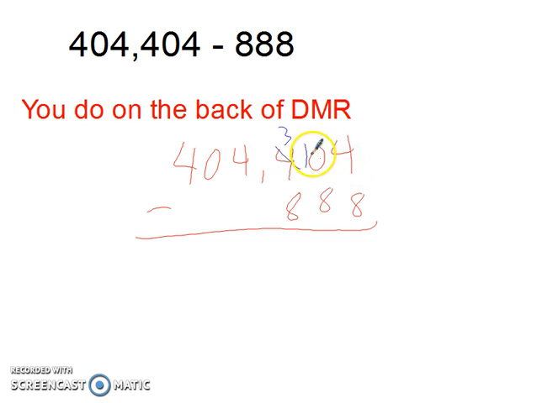Now the 4 in the ones column can come back, borrow from him, make him go to 9, and he goes to 14. 14 minus 8 is 6. 9 minus 8 is 1. 3 minus 8, need to come borrow. He goes to 3, he goes to 13. 13 minus 8 is 5. 3 minus nothing, 0 minus nothing, and 4 minus nothing.